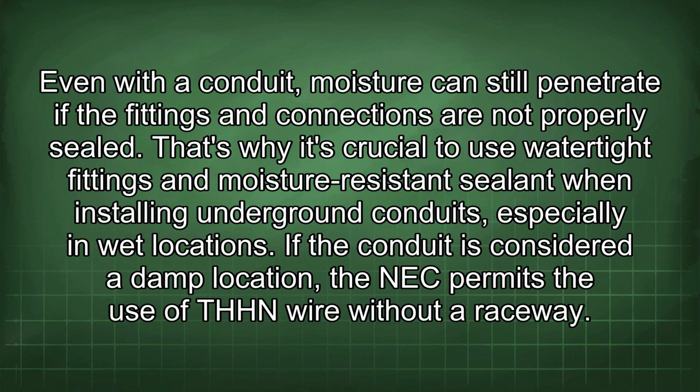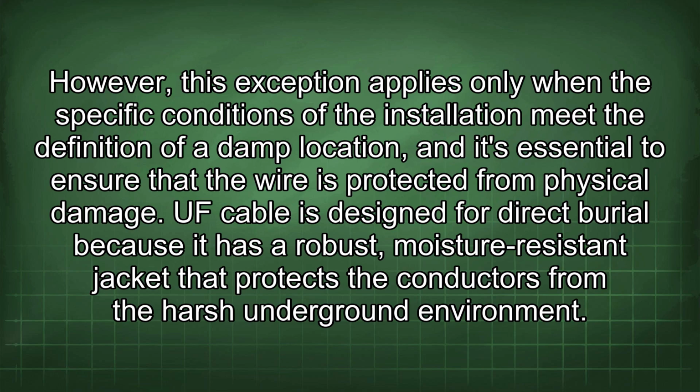Even with a conduit, moisture can still penetrate if the fittings and connections are not properly sealed. That's why it's crucial to use watertight fittings and moisture-resistant sealant when installing underground conduits, especially in wet locations. If the conduit is considered a damp location, the NEC permits the use of THHN wire without a raceway. However, this exception applies only when the specific conditions of the installation meet the definition of a damp location, and it's essential to ensure that the wire is protected from physical damage.